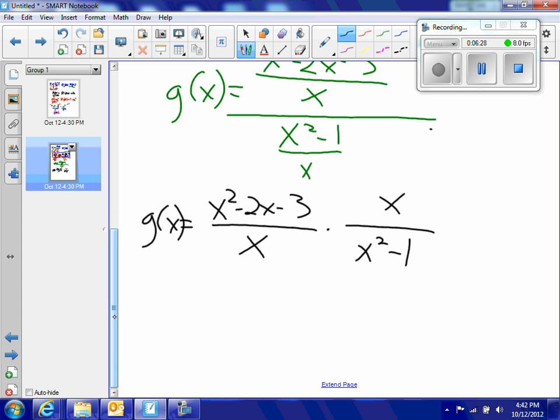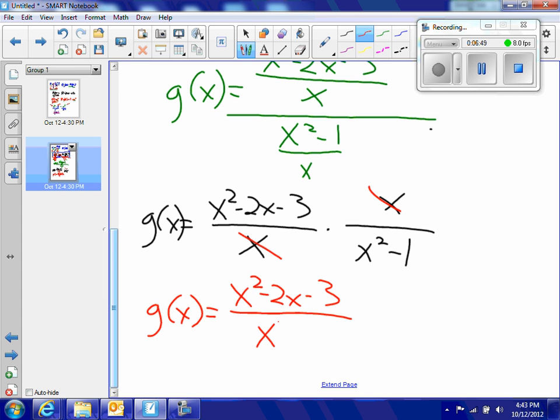Now this is a multiplication problem here. And I see that I have an x on the bottom and an x on the top, so I can get rid of those two. So now I have g of x is equal to, multiplying straight across, x squared minus 2x minus 3 divided by x squared minus 1.